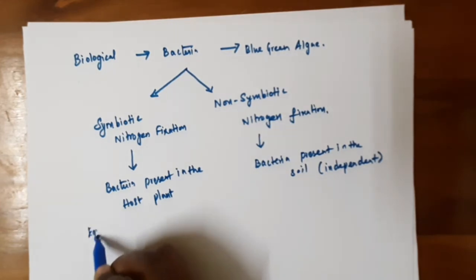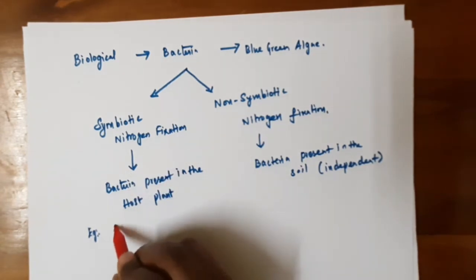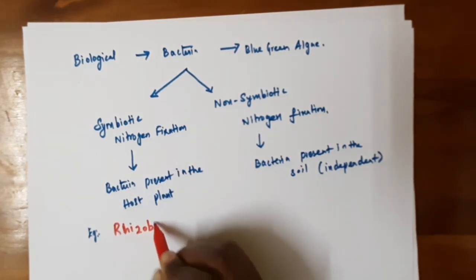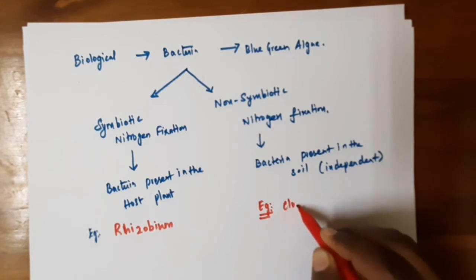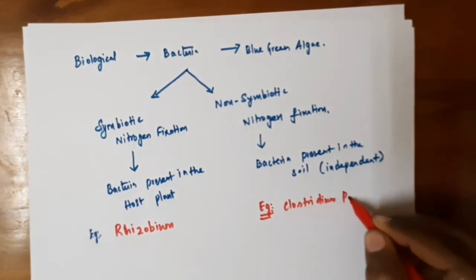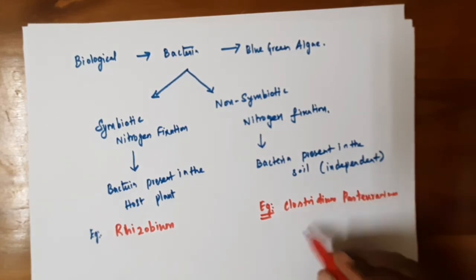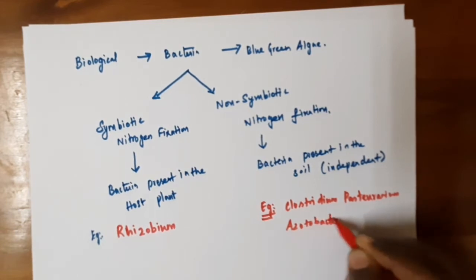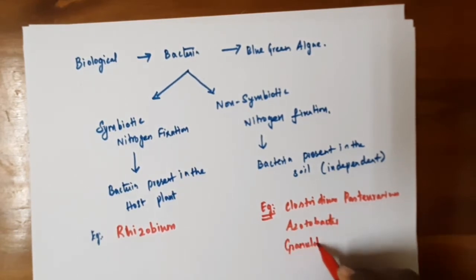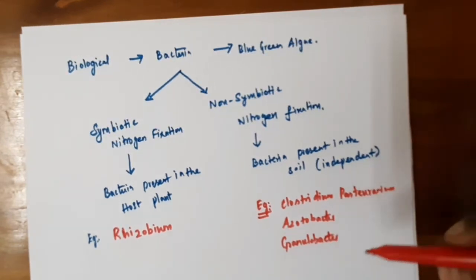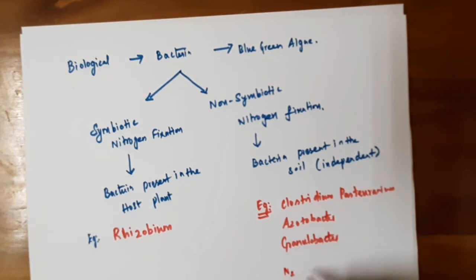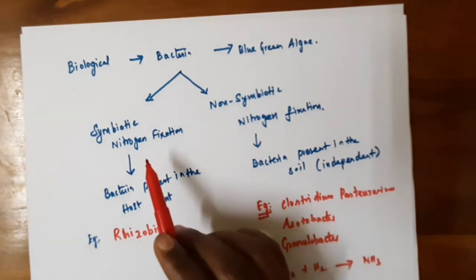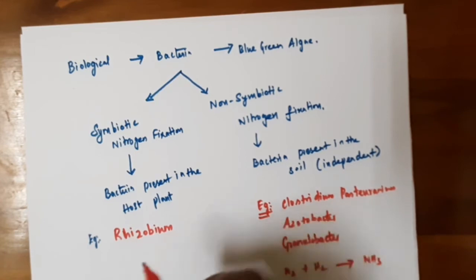Let's see the examples. The well-known symbiotic bacterium is Rhizobium, and for non-symbiotic there are Clostridium pasteurianum, Azotobacter, and Granulobacter. These are examples of non-symbiotic bacteria, which are not dependent on the plant cells, live in the soil, and convert atmospheric nitrogen to ammonia.